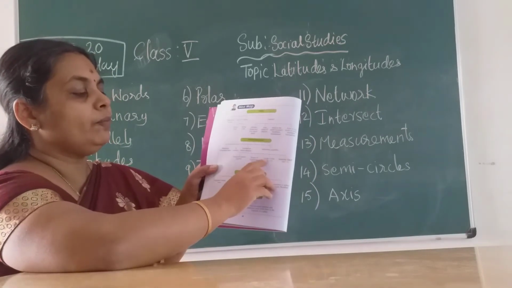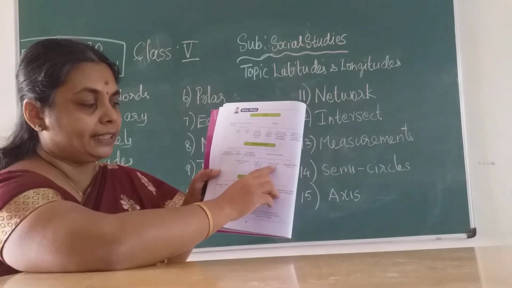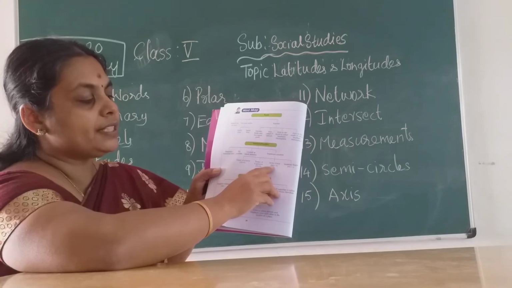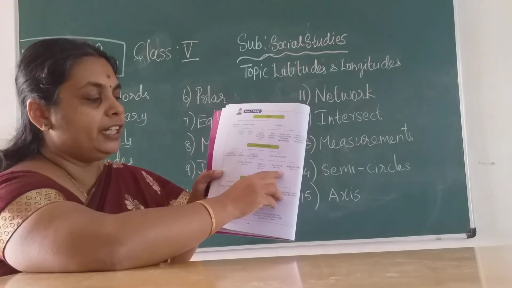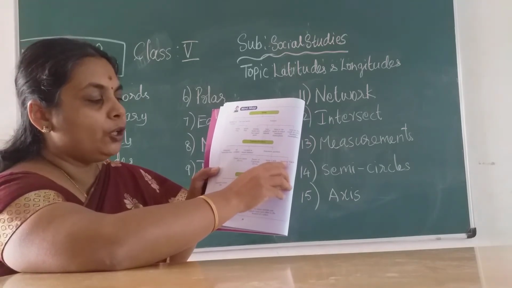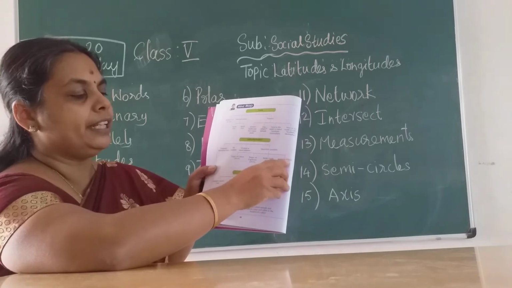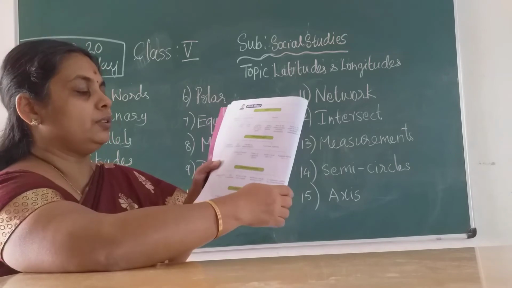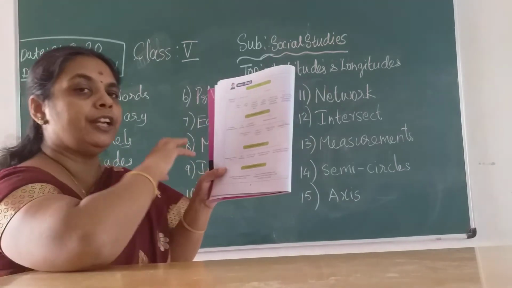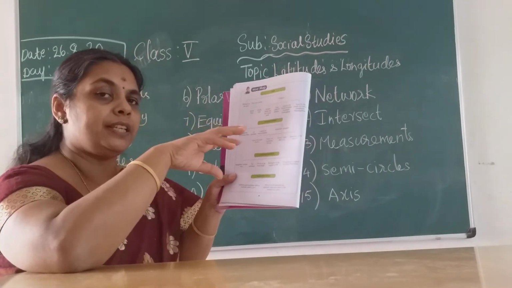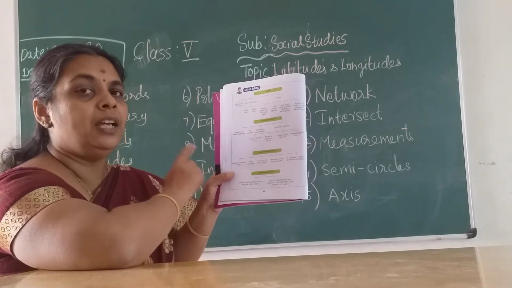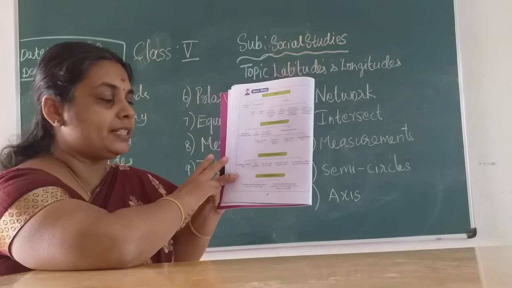Then next one, you have the Arctic Circle. It is above the equator at an angle of 66.5° north. Then below the equator, you have the Antarctic Circle at 66.5° south. Okay, children, these are all important. So you can take your map and see. They would have noted down the Tropic of Cancer, Tropic of Capricorn, Arctic Circle and Antarctic Circle.